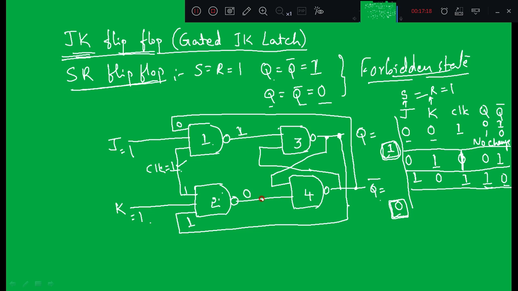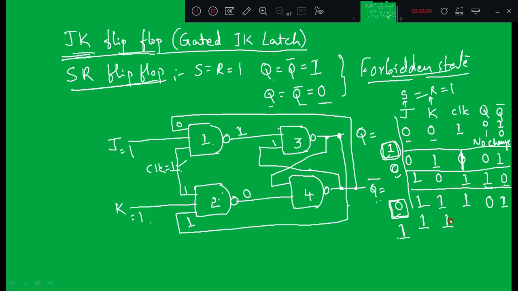Since one of the inputs of the fourth NAND gate is 0, Q bar will become 1, right? And this is applied to the second input of the third NAND gate, so 1 NAND 1 will become 0, right? So did we avoid the forbidden state? Yes, because now Q is 0 and Q bar is 1. That means Q and Q bar are complements of each other, right? So when J equal to 1 and K equal to 1, and I apply the control input, if my previous state is 1 0, then my next state will be 0 1, right?